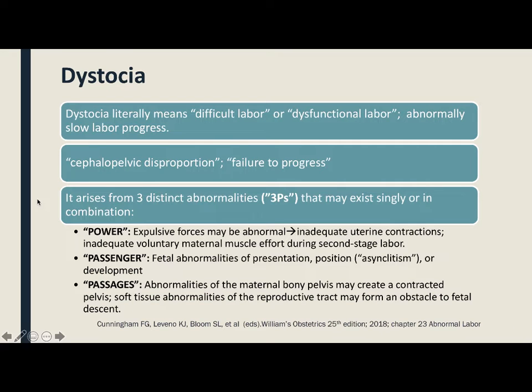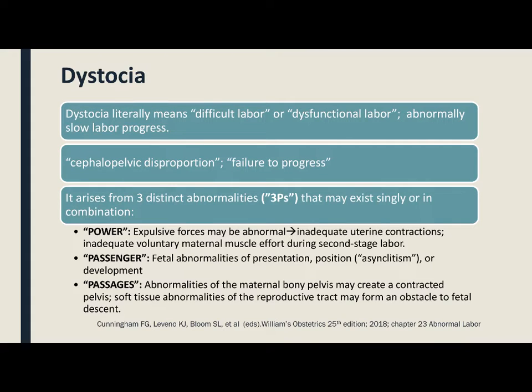So the term dystocia literally means difficult labor or dysfunctional labor, and this is characterized by abnormally slow labor progress. Some experts would choose the term cephalopelvic disproportion or failure to progress in relation to dystocia. Dystocia arises from three distinct abnormalities, what we call the 3Ps of dystocia, that may exist singly or in combination. These 3Ps are power, passenger, and passages.